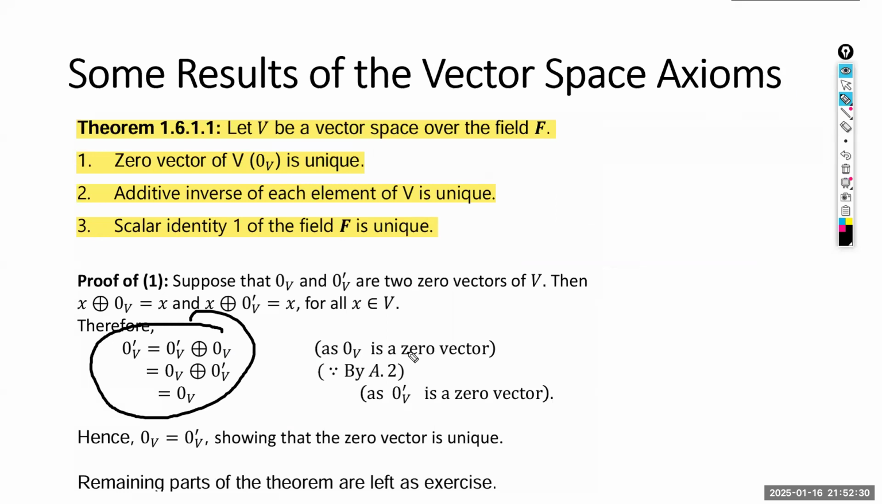That means you need to prove that for a vector, when you add a zero vector, you get the same vector. Okay.